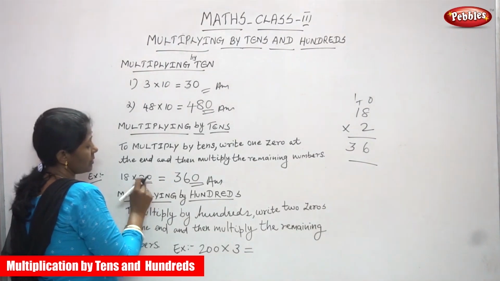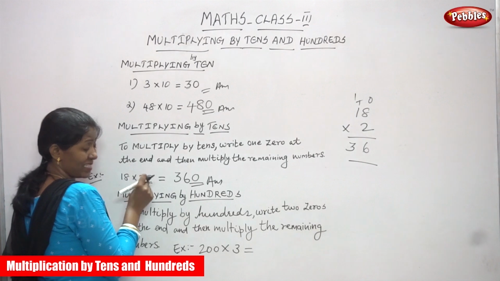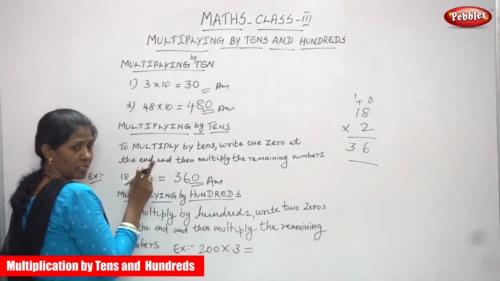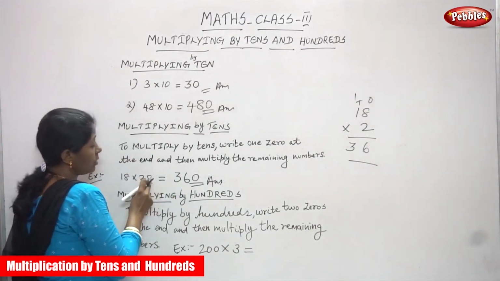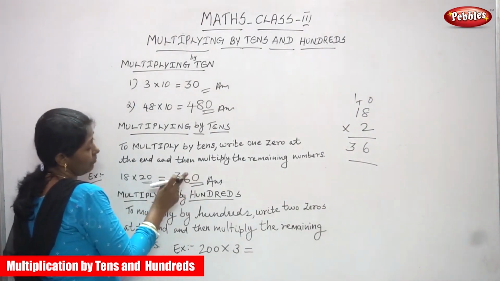How many zeros here? That is in the 10, because you're going to multiply by tens. First you must see how many zeros tens means. You must know that very well: only 1 zero. So this particular zero, first you have to write at the end.